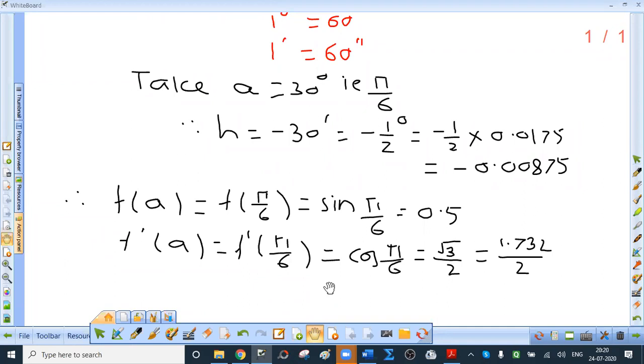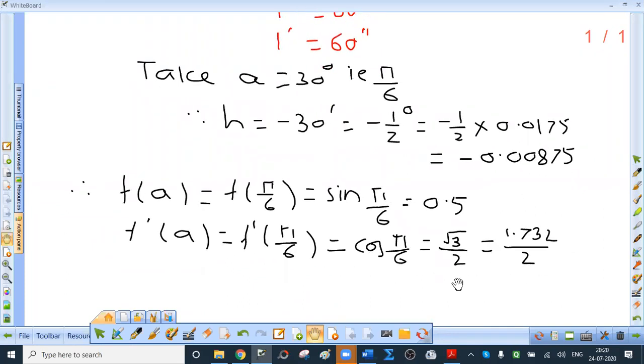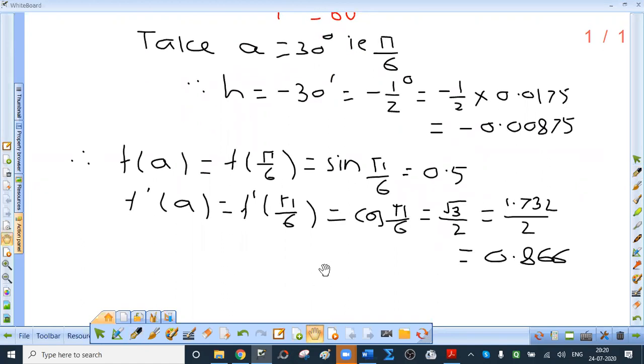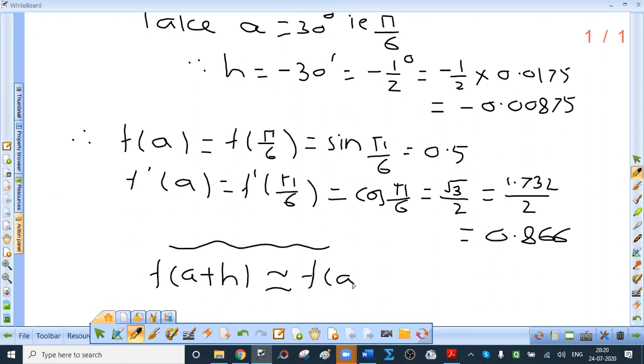So 0.866. This is 0.866. Now we are in a position to find the answer. You have to say formula for approximation is, so f of a plus h is approximately f(a) plus h f dash of a. Substitute the values and tell me the answer.